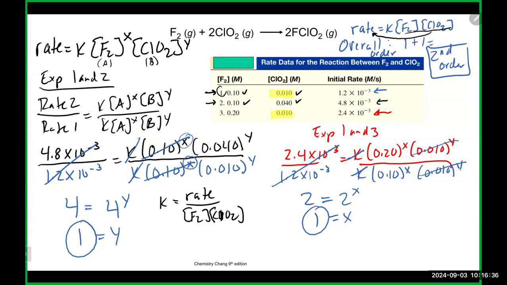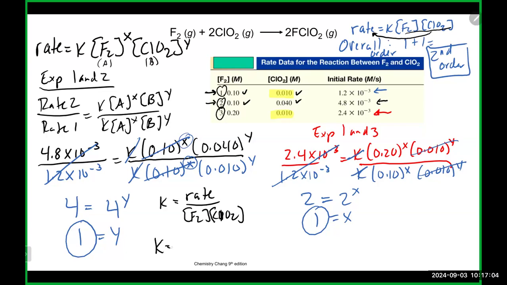So I could use experiment 1, experiment 2, or experiment 3. It is a rate constant, which means no matter which experiment you grab, it should give you the same number. So it doesn't matter which one you grab. The only thing that you cannot do is mix and match. You can't grab stuff from each one. You have to use it all. So I'm going to grab all the information from experiment 1 and put it in here.